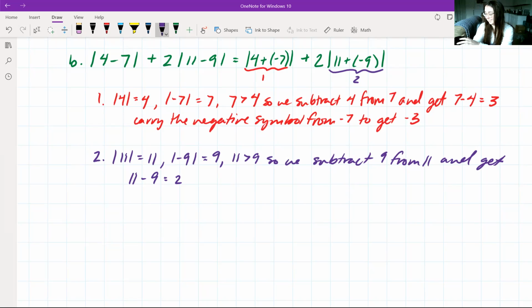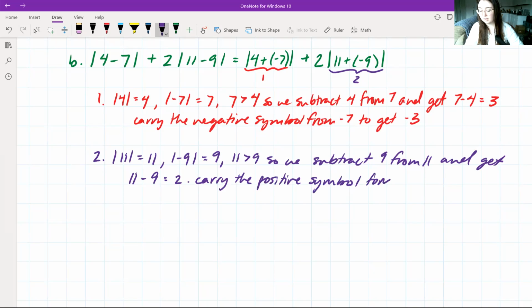Then, okay. So we have 2 now. And then remember, we want to carry the symbol from the greater absolute value, which in this case was 11, and our original version was +11. So we're carrying the positive symbol from 11 to 2. So our final answer here is 2 inside of our absolute value bars.